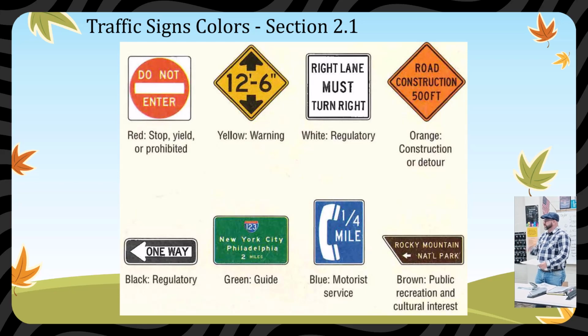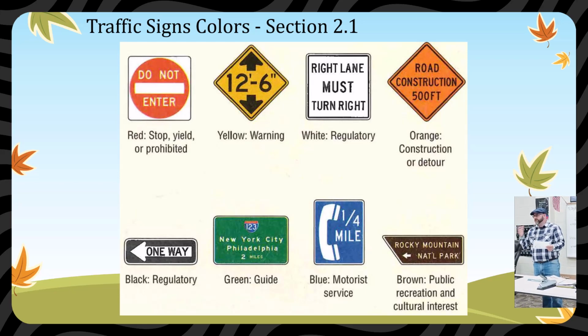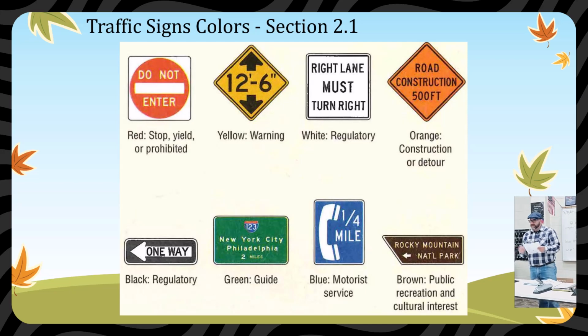These are the colors, okay? We're going to go over them real quick. Your red, right, it means to stop or yield, or prohibited. So this first one is a do not enter. If you see that, you better stop and figure out why you're not supposed to enter it. Otherwise, you might be going the wrong way, maybe entering a situation where you're not supposed to enter from that direction, right? Yellow means warning.